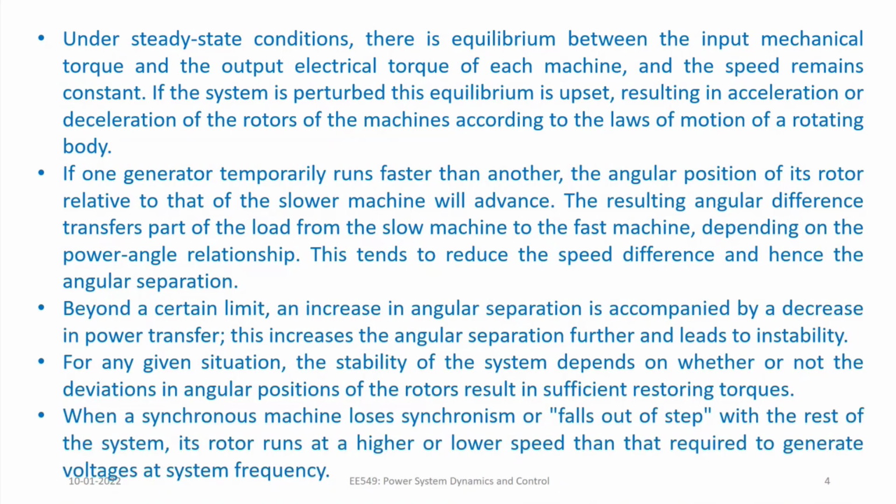When a synchronous machine loses synchronism or falls out of step with the rest of the system, its rotor runs at a higher or lower speed than that required to generate the voltages at system frequency. So it depends upon the disturbance, how critical the disturbance is. If the disturbance is much more critical, then there is a chance of the system falling out of step, and that causes instability in the system.